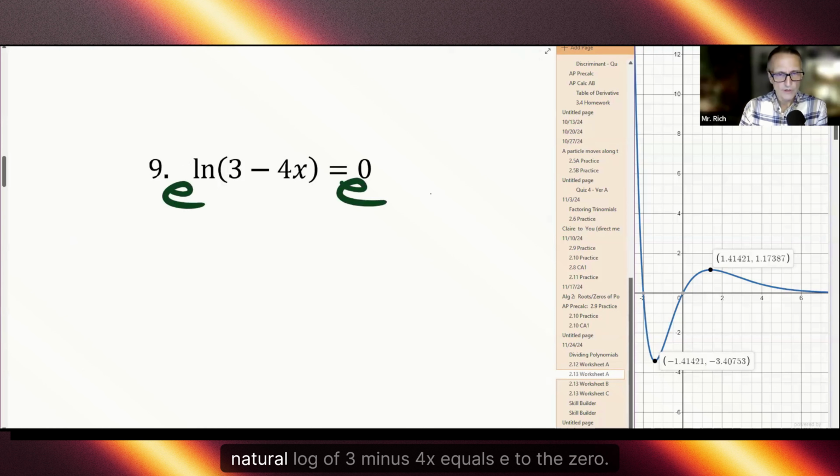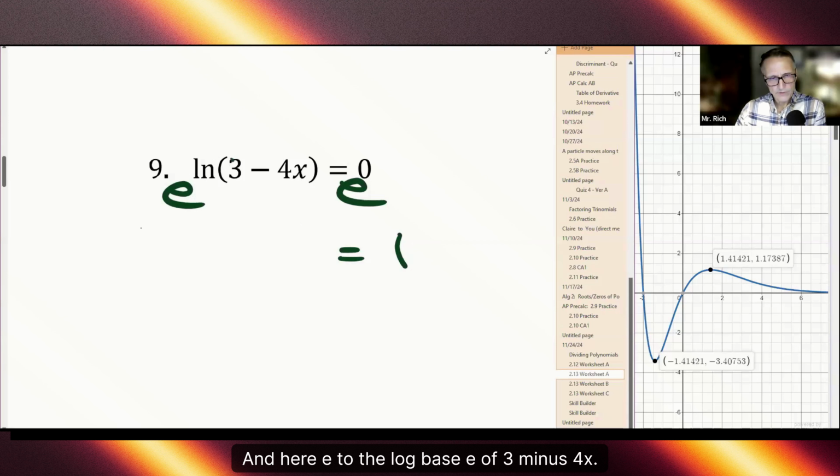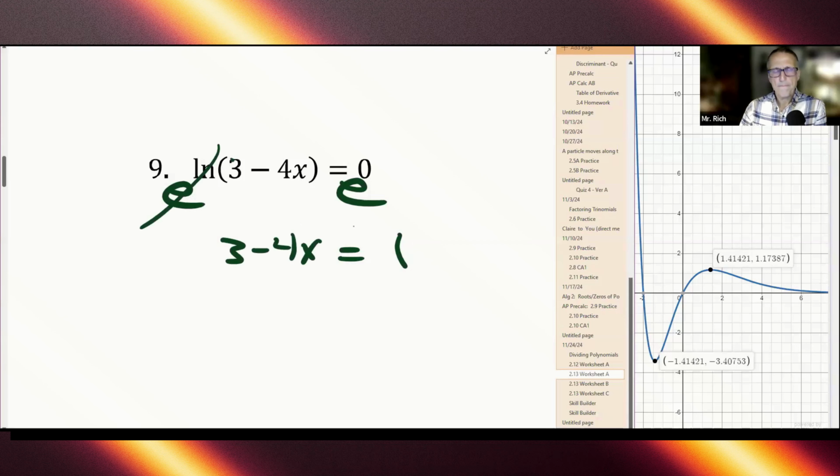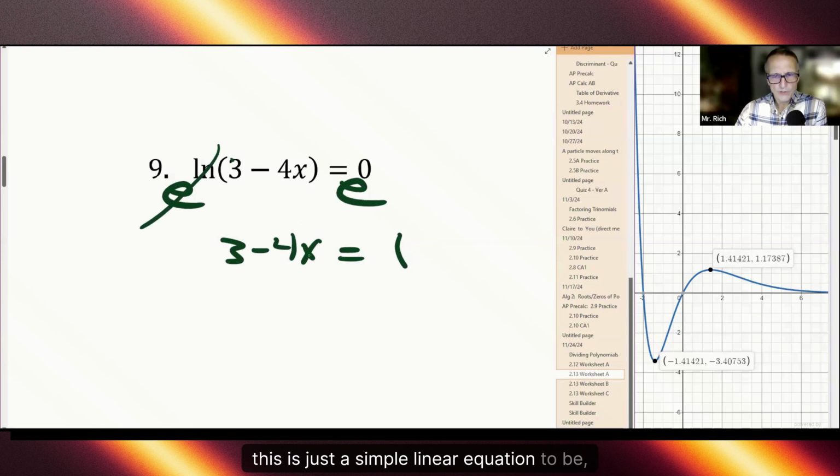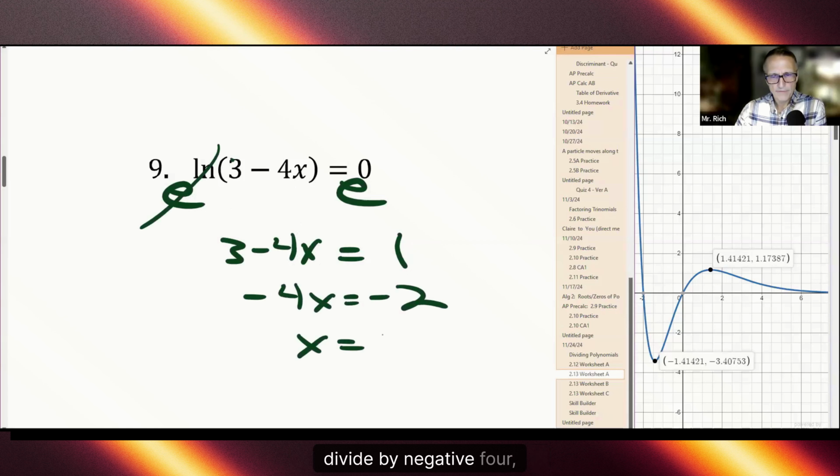E to the natural log of 3 minus 4x equals e to the 0. Well, e to the 0 is a 1. And here, e to the log base e of 3 minus 4x, those cancel. It leaves me 3 minus 4x, like that. Now, this is just a simple linear equation to be solved. Subtract 3 on both sides, divide by negative 4, we get a 1/2.